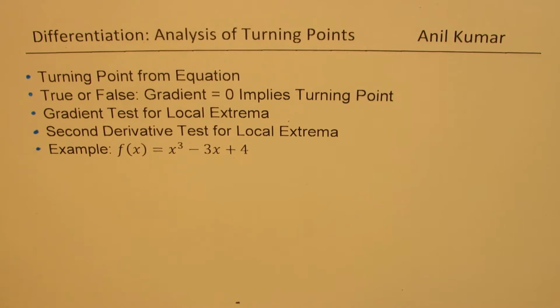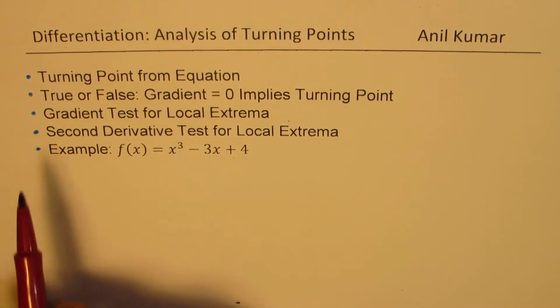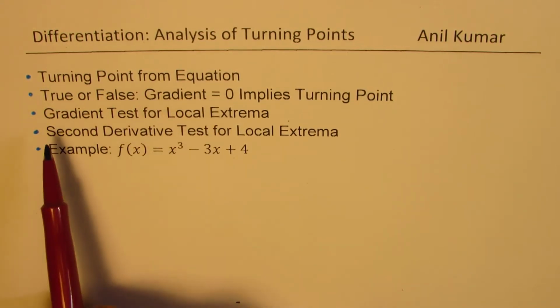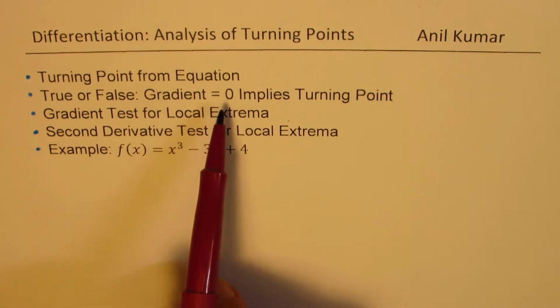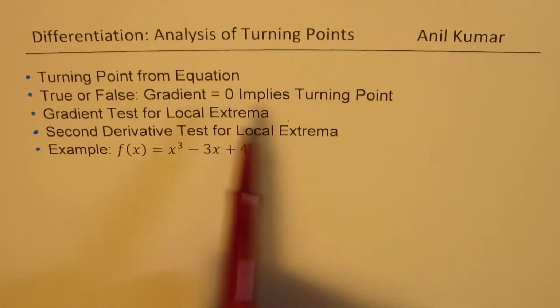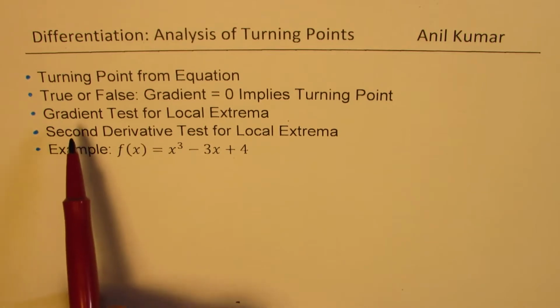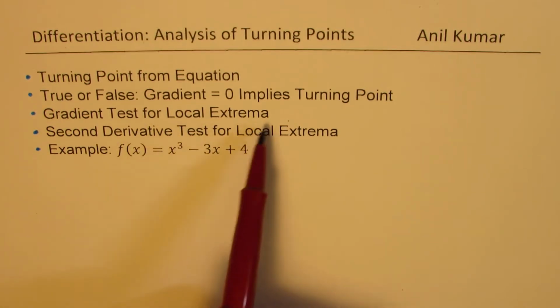In this video, we'll discuss the role of derivatives to analyze turning points. They really help you to sketch a very accurate graph. We'll look into turning points from equations. Here's a statement which says true or false: gradient equals 0 implies turning points. We'll discuss that. Gradient test for local extrema.